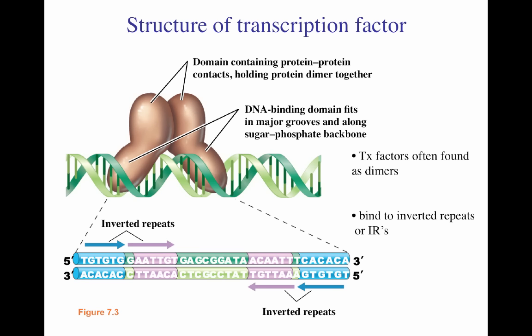Usually transcription factors are found as dimers because the areas in which they bind are found as inverted repeats. So here in this example, we have two pairs of inverted repeats, one blue and one lilac. And as you can see, now you have the opposite sequence on the right-hand side, going lilac and then blue. Each DNA-binding domain is going to fit in the major groove and bind in that area, recognizing that sequence of DNA that are inverted repeats.